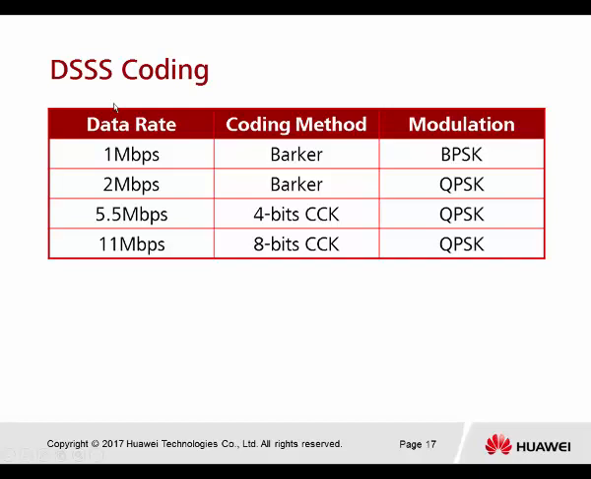Then this is the DSSS coding. If you're using the Barker coding mode, with the Barker in the BPSK we can achieve 1 megabit per second. If the modulation is QPSK using the Barker coding method, we can get 2 megabit per second. And then we try using the 4-bit CCK. The 4-bit CCK allows us to achieve 5.5 Mbps, and of course the 8-bit can achieve 11.